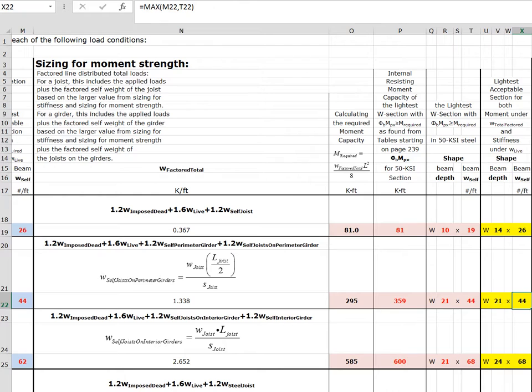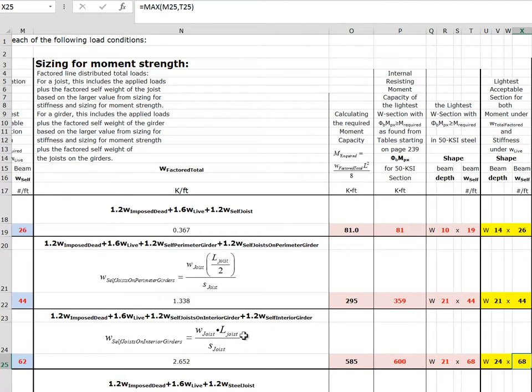Now, here's something really interesting. We got a 68 required for strength, 62 was required for stiffness. So what's controlling the design is strength. And this number over here is ending up equal to that because that's the larger of the two.